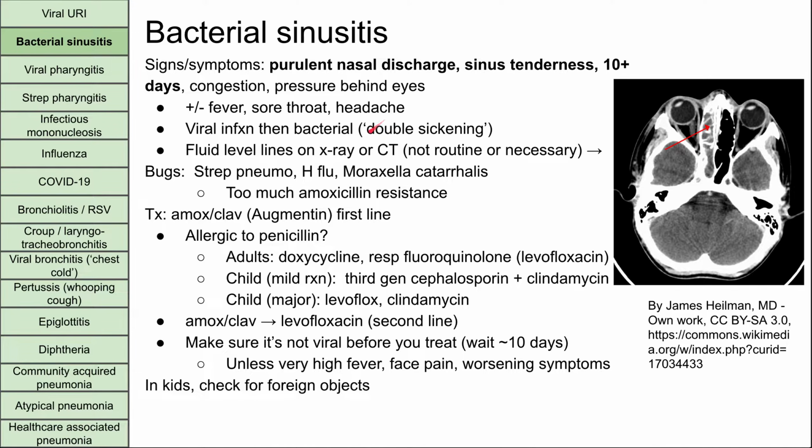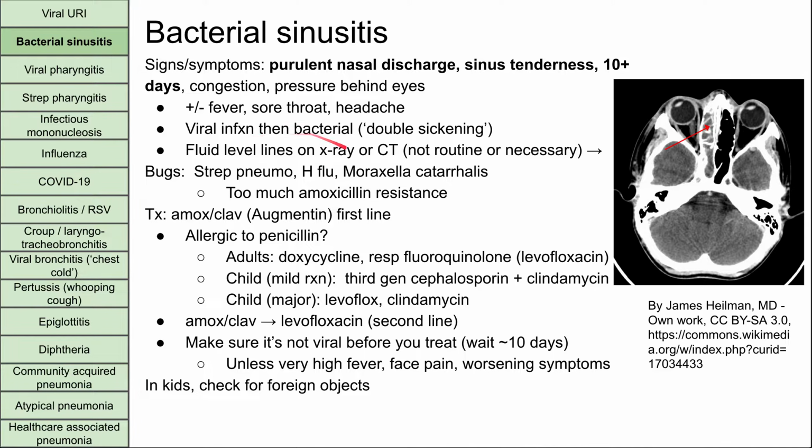You sometimes see this picture of a double sickening, where somebody starts with a viral infection that gets better, but then they get sick again a second time. And that's essentially their body fighting off a viral infection, but then having a bacterial infection after that. Maybe when the body's defenses were weakened, bacteria were able to grow, and now they have a bacterial sinusitis.